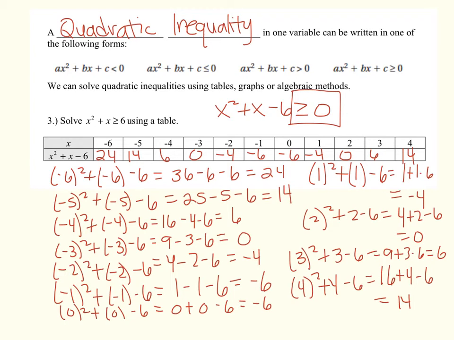Okay, so we wanted all the values that make it greater than or equal to 0. So here we're greater than or equal to 0, and here we're greater than or equal to 0. So the solution to this quadratic inequality is x is less than or equal to 3, or x is greater than or equal to 2.